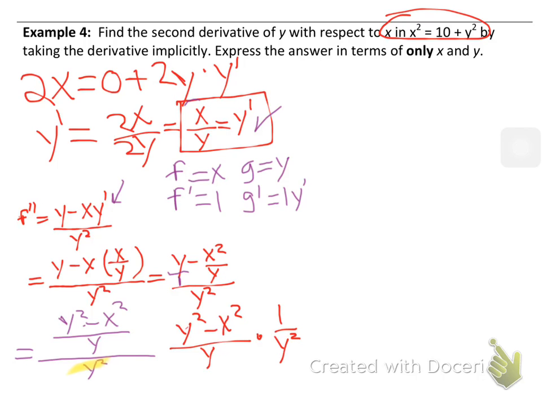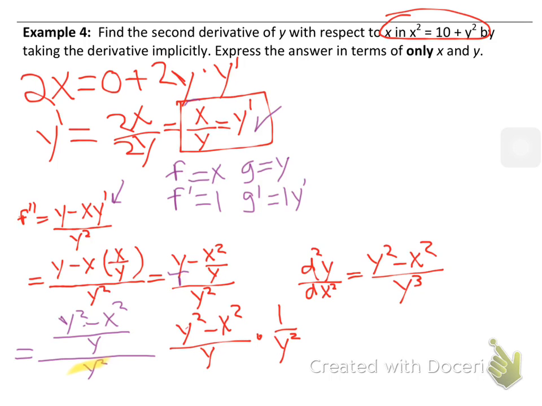So our final answer for d squared y over dx squared, our y double prime, is simply equal to y squared minus x squared all over y to the third.